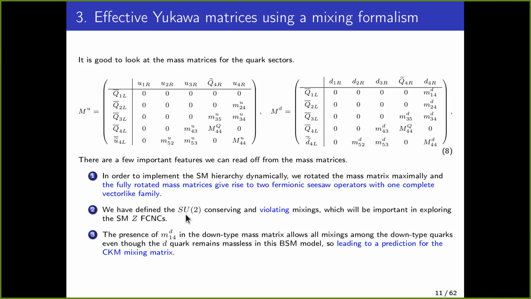But this is not of much interest in this work. So I will simply remind you of what these are. The presence of M1 in the down-type mass matrix allows all mixings among the down-type quarks, even though the first-generation quark remains massless in this BSM model, leading to a prediction for the CKM mixing matrix.